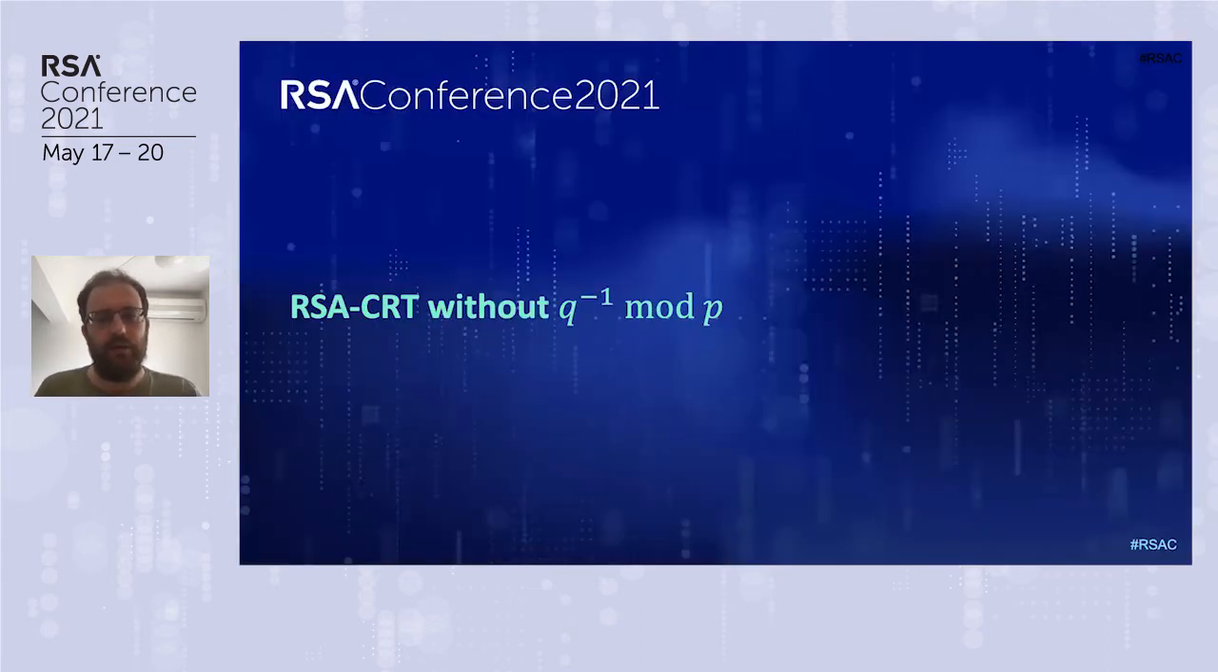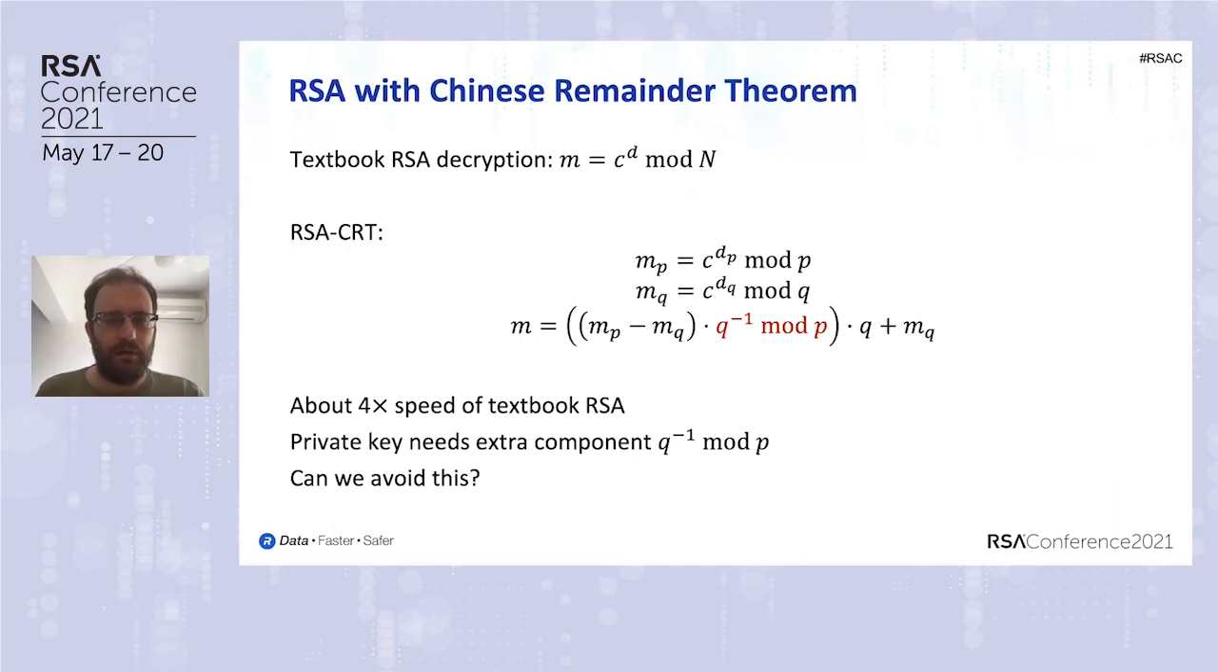So that's for how you generate RSA private keys. So next up, how do you use them? So this is RSA Chinese remainder theorem without Q inverse. So the RSA decryption equation is well known.